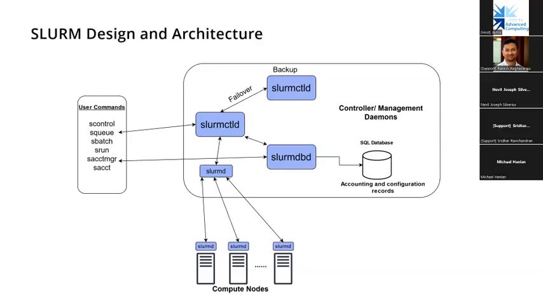SLURM is a highly fault-tolerant system with high availability. For that design, we essentially have a SLURM control daemon and a backup control daemon. So whenever the primary control daemon goes out of communication, the backup daemon kicks in and takes care of job submissions and running the jobs and keeping the orchestration alive.